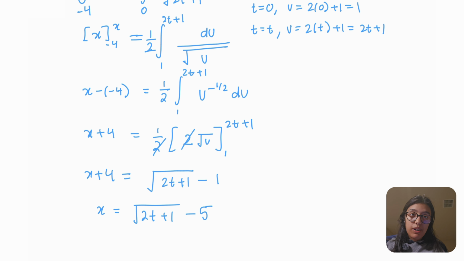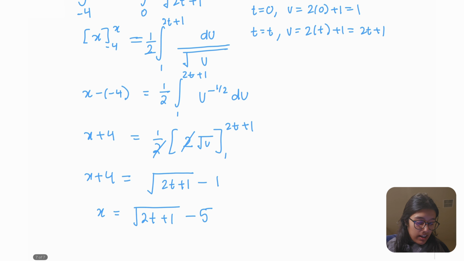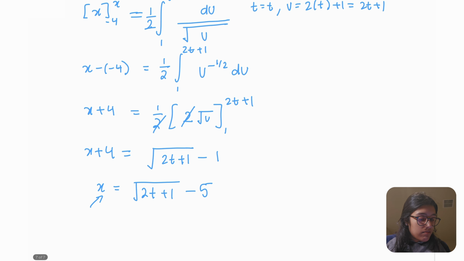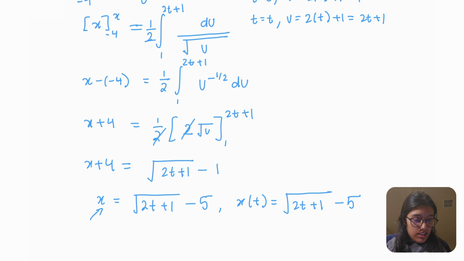Now don't stop right there, because in part A they said find x of t. And here we found x. In hindsight, they are the same exact thing. I just put x as the upper bound, but you could just put x of t as the upper bound. But just to be safe, we should just write x of t is equal to square root 2t plus 1 minus 5. And that is our final answer for part A.